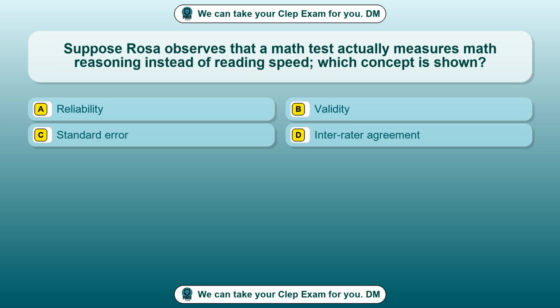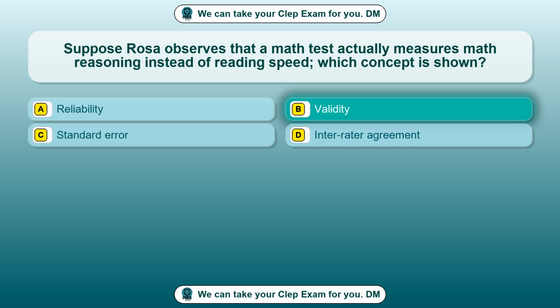Question 57. Suppose Rosa observes that a math test actually measures math reasoning instead of reading speed. Which concept is shown? Option A, reliability. Option B, validity. Option C, standard error. Option D, inter-rater agreement. The correct answer is option B.